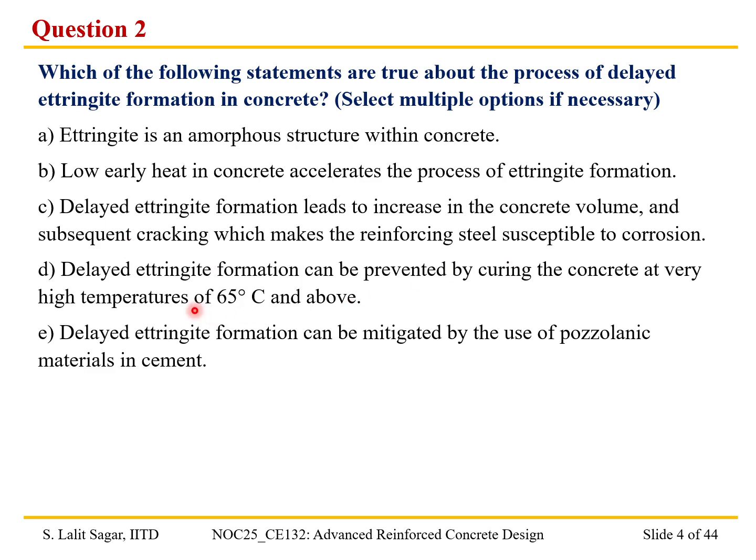And the fourth statement is delayed ettringite formation can be prevented by curing the concrete at very high temperatures of 65 degrees Celsius and above. And the last statement is delayed ettringite formation can be mitigated by the use of pozzolanic materials in cement.